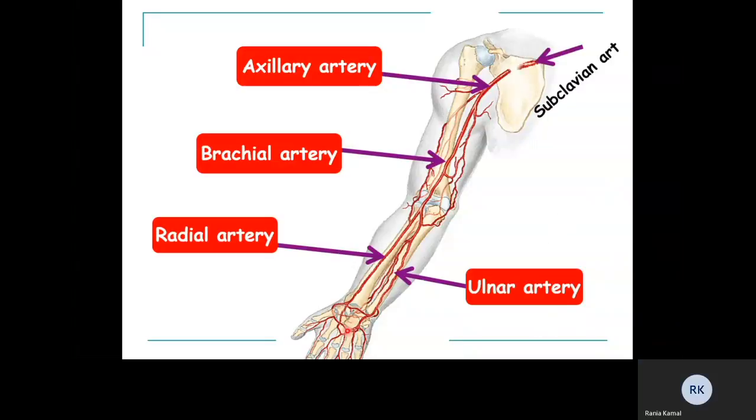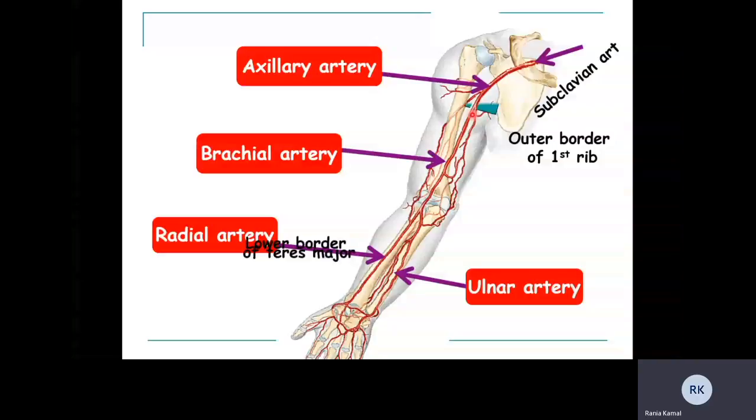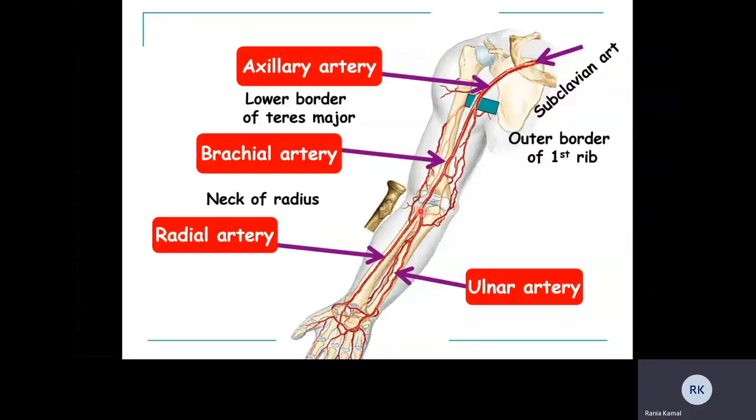First of all, the axillary artery starts as a continuation of the subclavian artery at the outer border of the first rib. The axillary artery runs in the axilla, and its termination is at the distal border of the teres major muscle. It will continue as the brachial artery. The brachial artery starts at the lower border or the distal border of the teres major muscle. Then it will terminate at the level of the neck of the radius by dividing into the radial artery and ulnar artery.